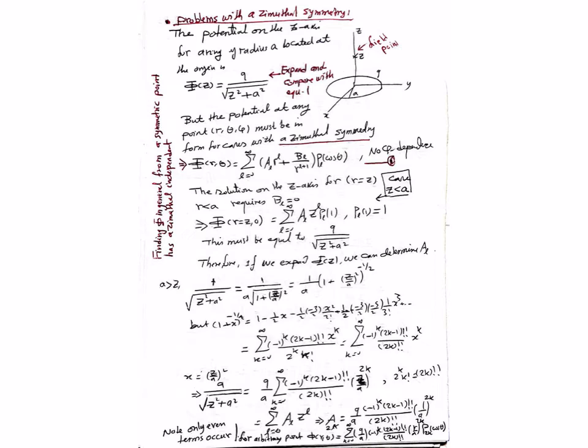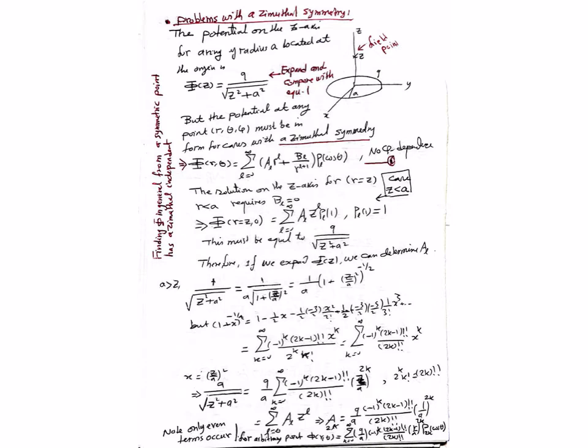If we expand for a point where Z is greater than A, in this case, the first term diverges at infinity, r to the power L. Therefore, we take all A_Ls equal to 0.